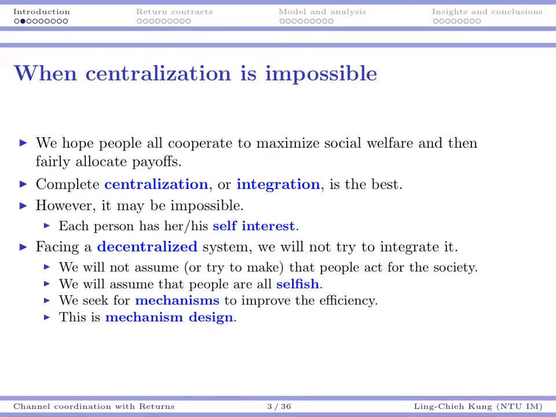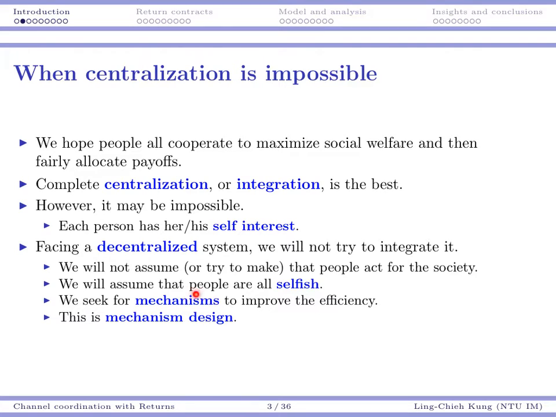So if complete integration is possible, it's good, but facing a decentralized system, we will not assume it can be centralized or integrated. We will try to study those decentralized systems that cannot be integrated. Part of the reason is that if a system can be fully integrated, then there's no problem at all. That is optimal. So we are only interested in those situations where full integration is impossible.